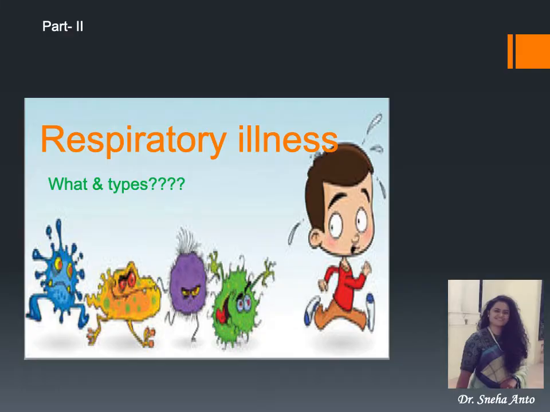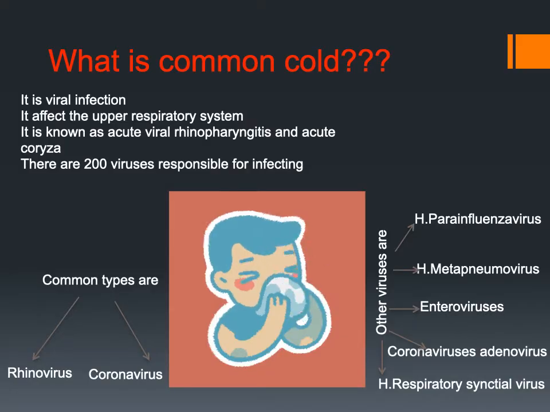Okay, now we'll see what the common cold is. We all know the common cold is a viral infection and it mostly affects the upper respiratory tract or upper respiratory system. It is also known as acute viral rhinopharyngitis or acute coryza. There are almost 200 different viruses responsible for the common cold, but the most common are the rhinovirus and the coronavirus.